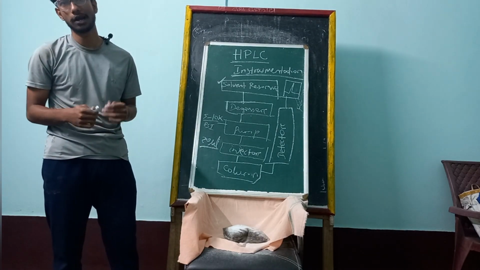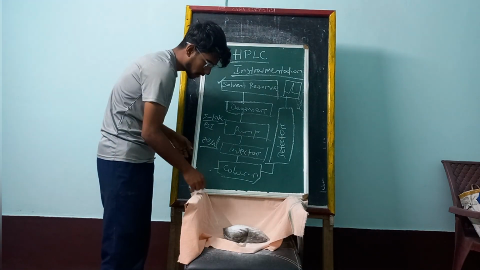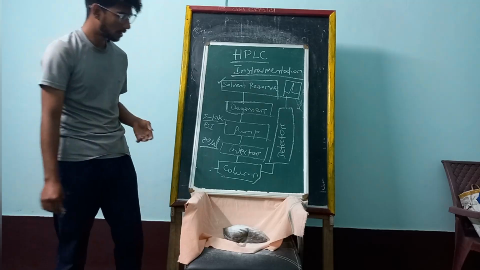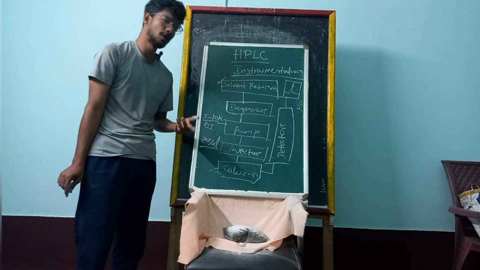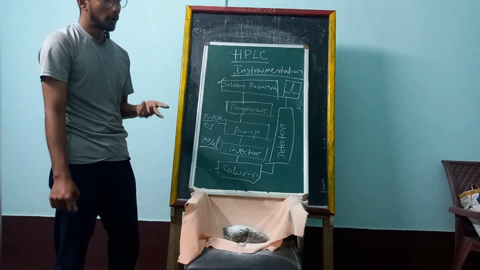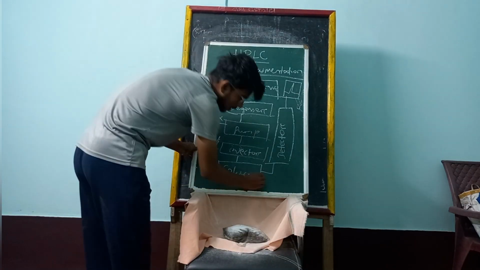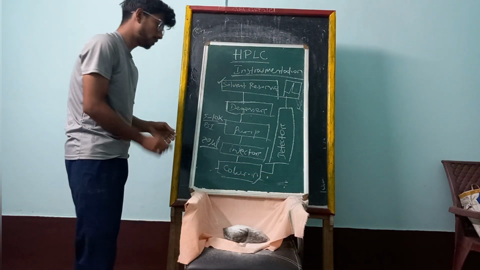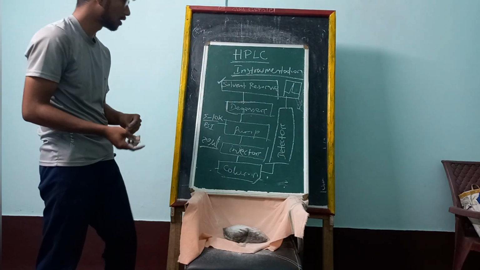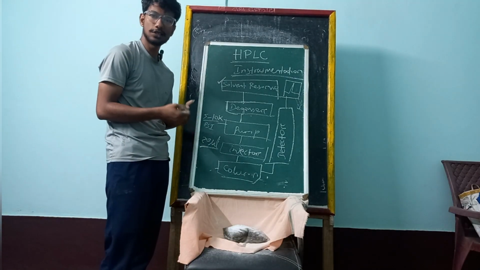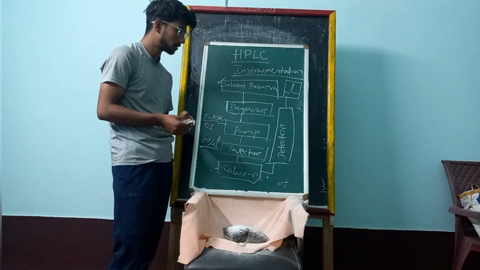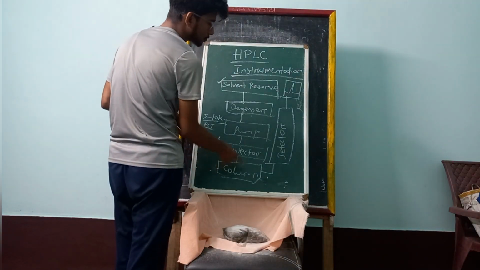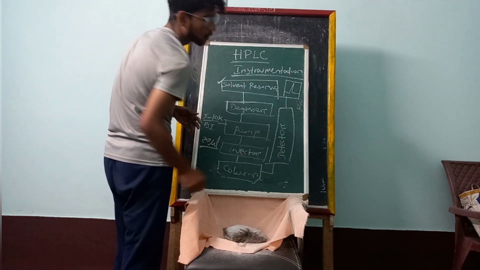Next is the column. The column is the main heart, the most important part of the HPLC, and according to the type of HPLC, the column changes. In normal phase HPLC, mostly polar columns are used, and in reverse phase HPLC, non-polar columns are used. Non-polar columns are mostly ODS, octadecyl silane, C18, and C8. After the column, we go to the detector.